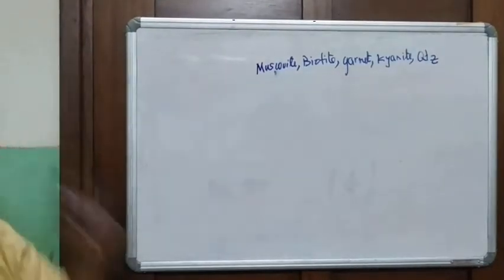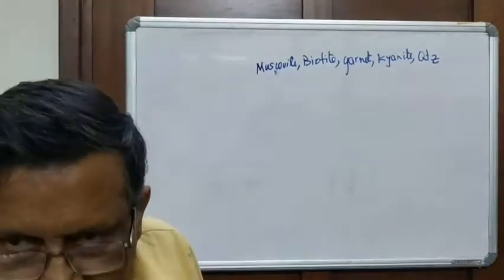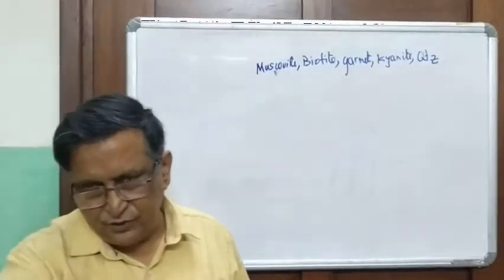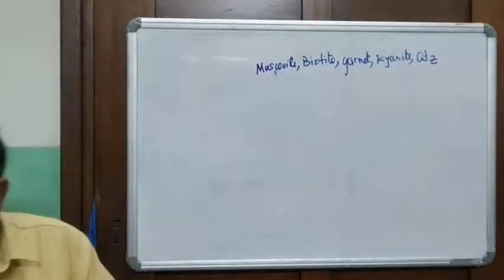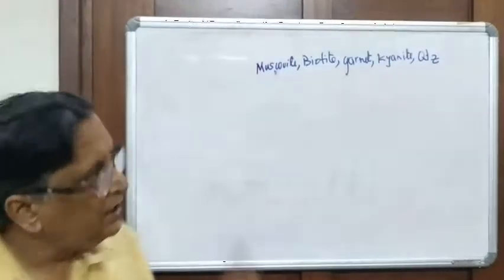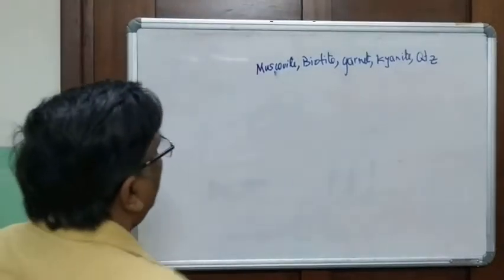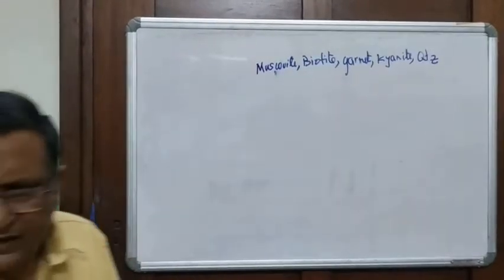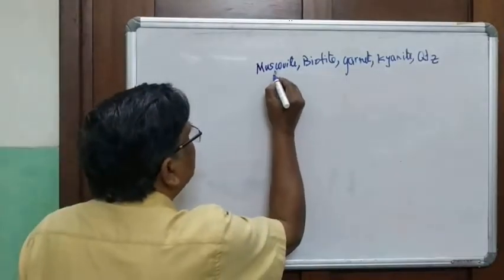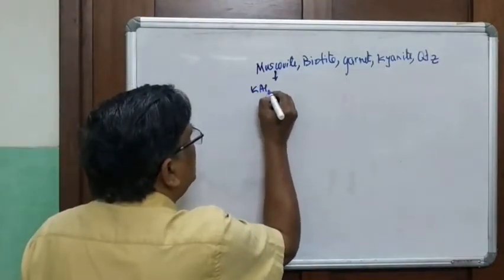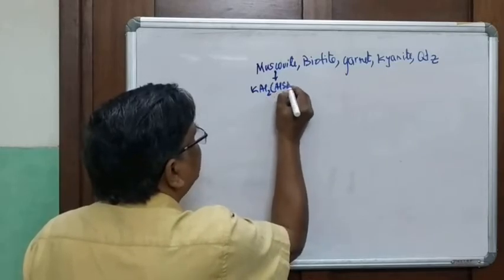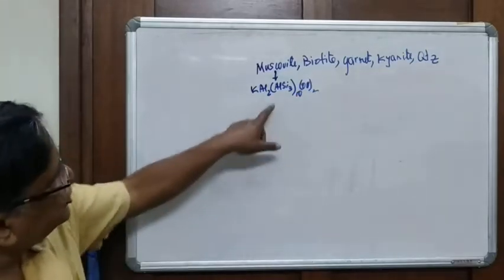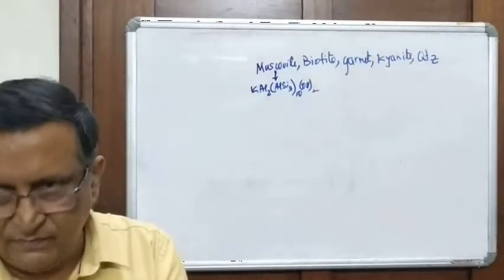If I ask you to do it thermodynamically, as I have always told you, you have to ask, what is the composition of the phases? That's the first question that should come to your mind. Let's say I give you the composition. Muscovite is KAl2(AlSi3O10)(OH)2. Let's say this is the stoichiometric, ideal muscovite composition.